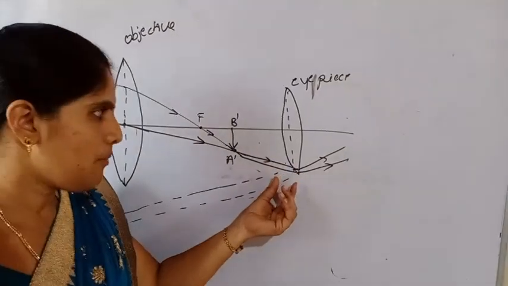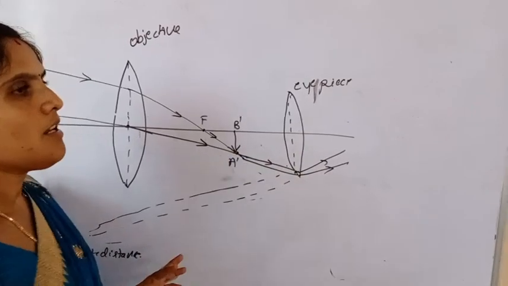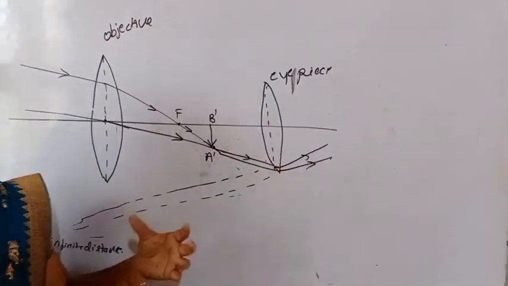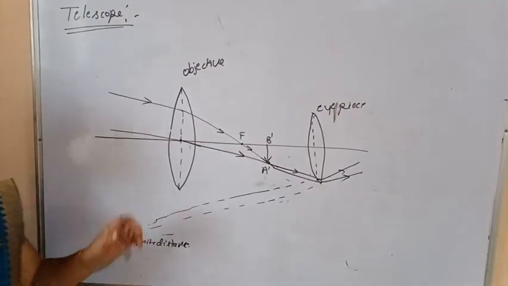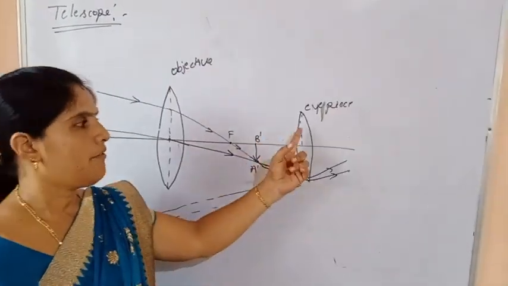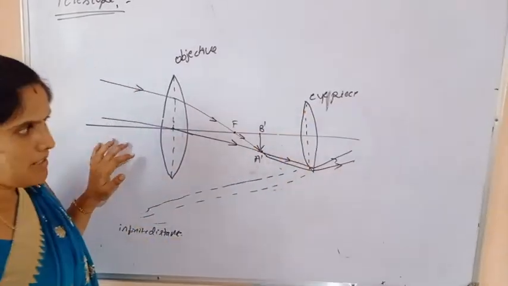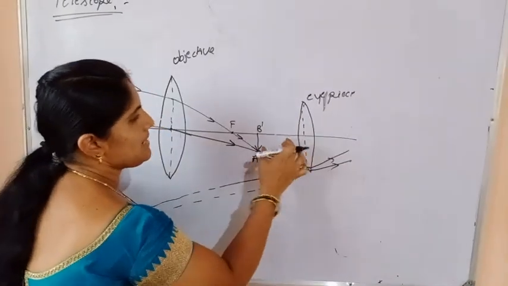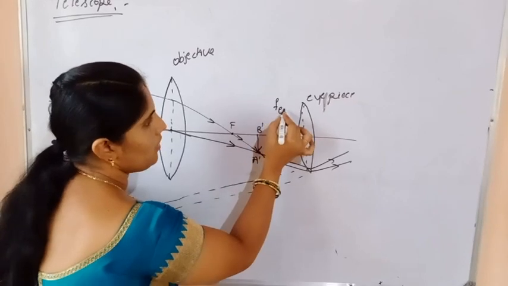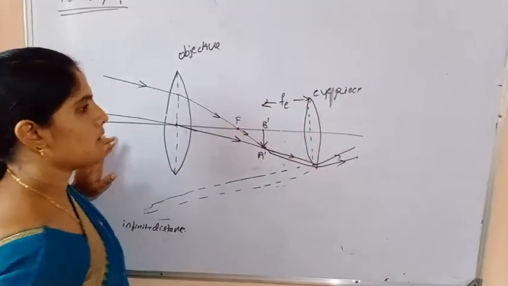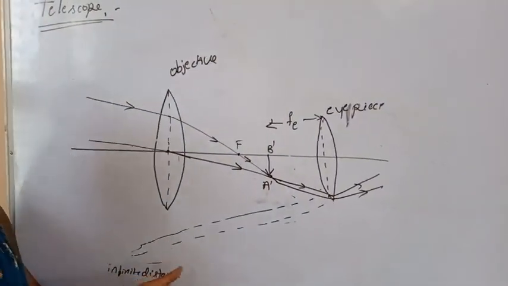Okay, at this point we adjust this eyepiece to get a clear and enlarged image. So you get the clear and enlarged image of an object at infinite distance. Once again I repeat, when A dash B dash acts as the object for this eyepiece, the eyepiece is adjusted such that this object lies at the focal length of the eyepiece. So we get the enlarged image of an object at infinite distance.